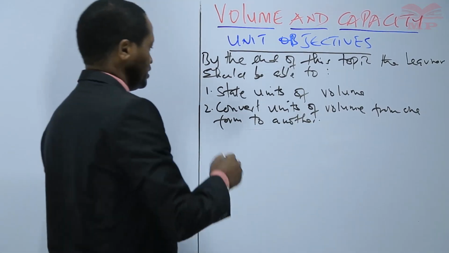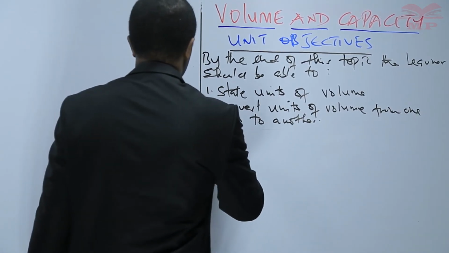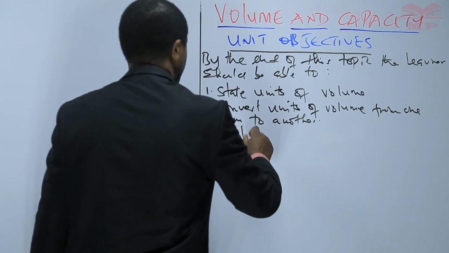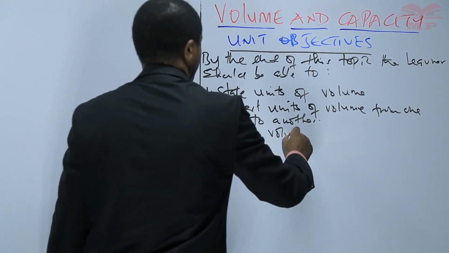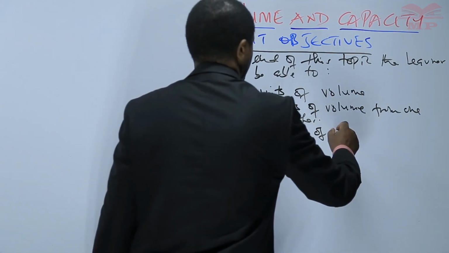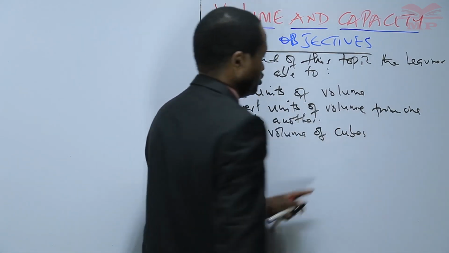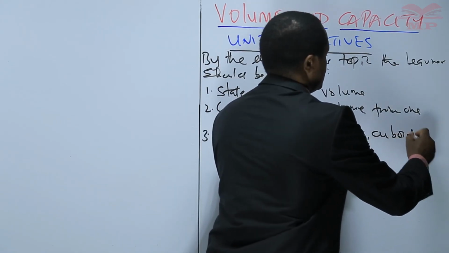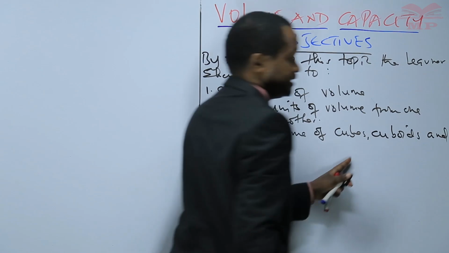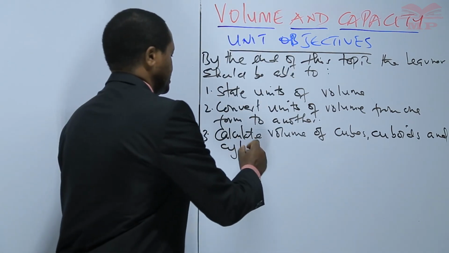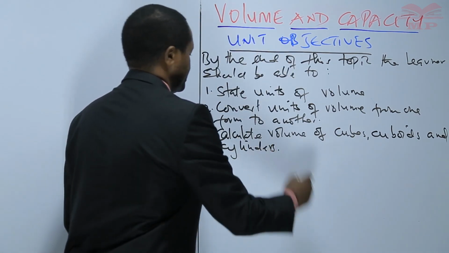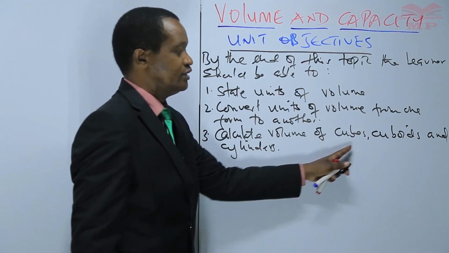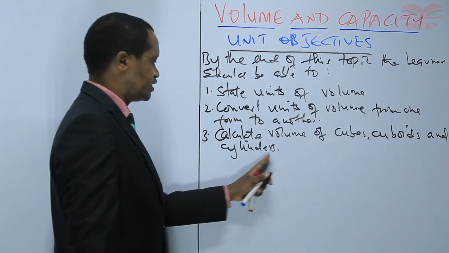to the other. Then the third objective is to calculate volume. You should be able to calculate volume of cubes, cuboids, and cylinders. We learn how to calculate the volume of cubes, the volume of cuboids, and the volume of cylinders.